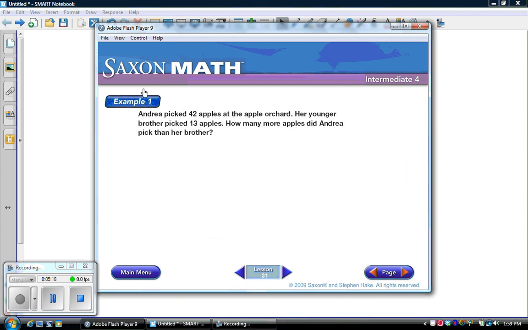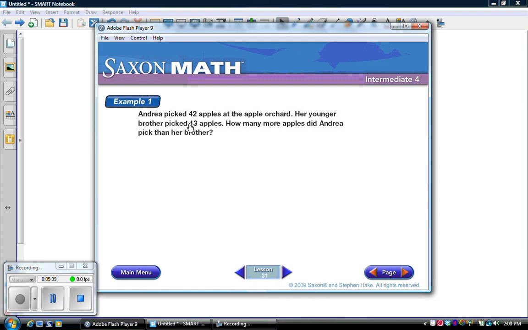Okay, example 1 with our topic today. Andrea picked 42 apples at the apple orchard. Her younger brother picked 13 apples. How many more apples did Andrea pick than her brother? So it didn't ask for how many in all. It's comparing the two. It wants to know how many more Andrea picked.